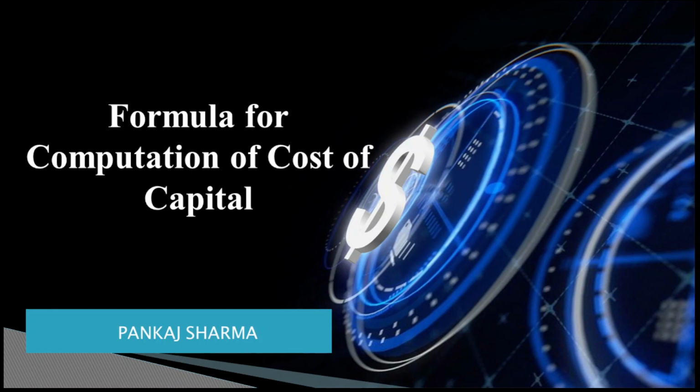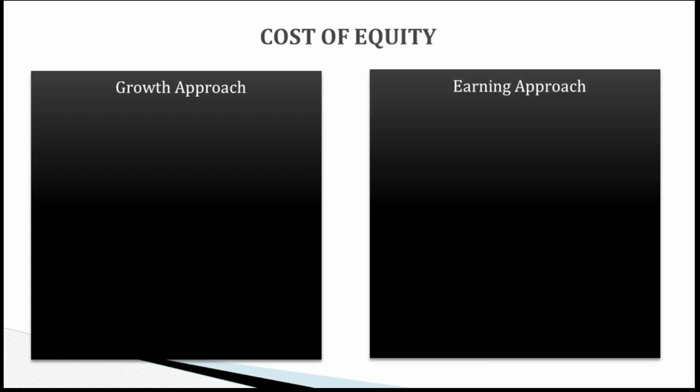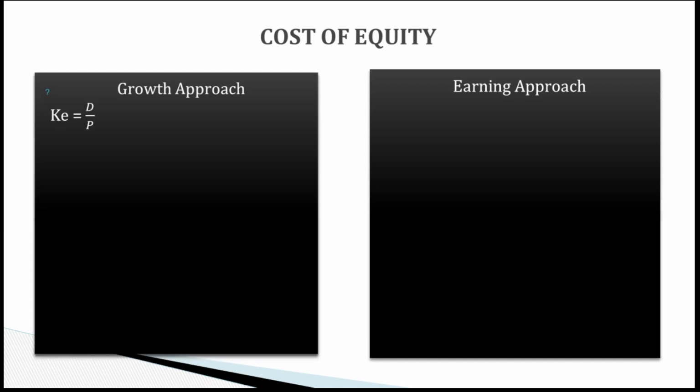So in this video we will be discussing the formulas for computing cost of capital: cost of equity, cost of preference, cost of debt and cost of retained earning. With respect to equity, there are two approaches, growth approach and earning approach. The growth approach says KE = D/P + G.